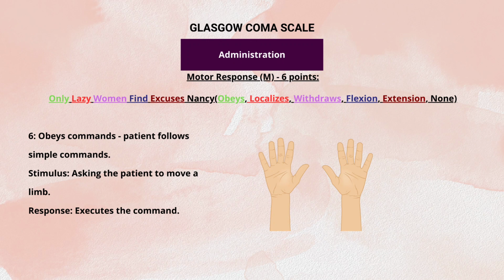Motor response, M, 6 points. Remember as, only lazy women find excuses Nancy, that is, obeys, localizes, withdraws, flexion, extension, none. 6. Obeys commands, patient follows simple commands. Stimulus, asking the patient to move a limb. Response, executes the command.